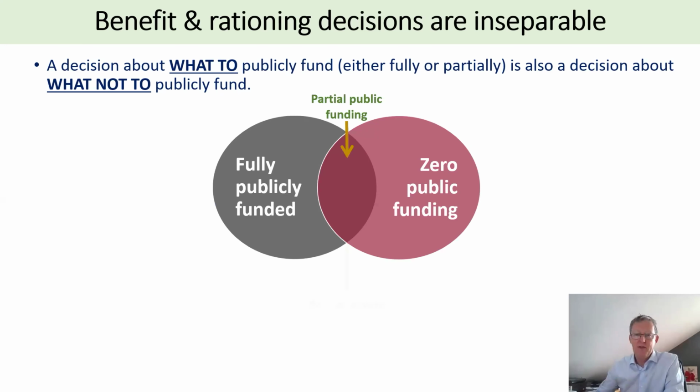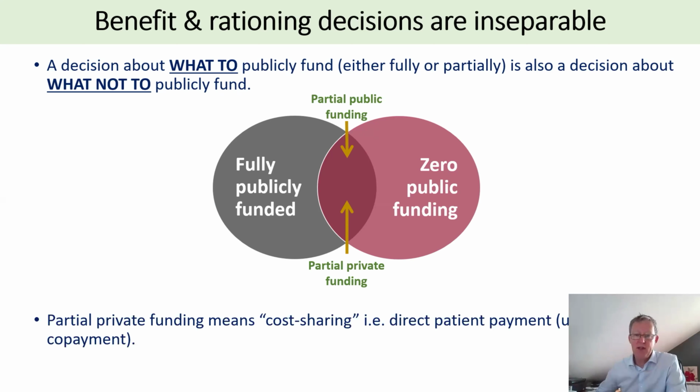There's clearly a little Venn diagram here. There are some services that will be fully publicly funded, some which get zero public funding, pure private market. And then you have this group in the middle where there is some partial public funding and partial private funding. Unfortunately, my video is covering a little bit of the text at the bottom there, but when we say partial private funding, essentially it means cost sharing, some kind of direct payment by the patient. Hidden there, it says user charge or co-payment.